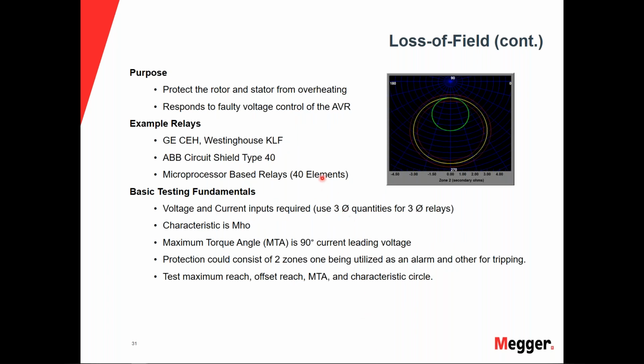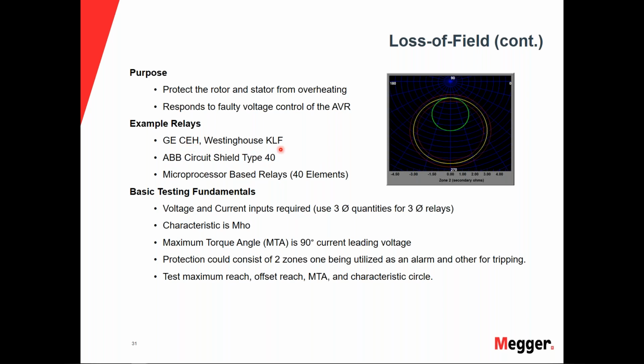So what are we going to do? Now we're going to test it. So we know what it's for. The purposes are for overheating of the rotor itself. We want to make sure the loss of field element takes it out in enough time to prevent any damage to the generator, because it's very costly to get that repaired, or even to get a new generator. We have some electromechanical relays.